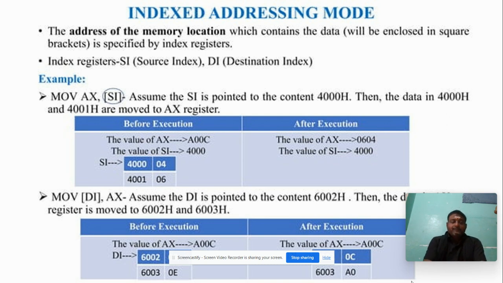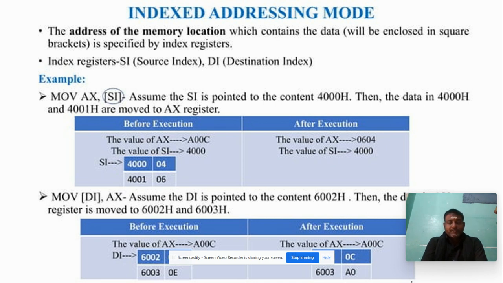Okay. Next, another example: MOV [DI], AX. Assume DI is pointing to the contents of 6002H. Then the data in the AX register is moved to 6002H and 6003H. Before the execution, AX is equal to A00C, DI is equal to 6002, and 6003 holds some values.